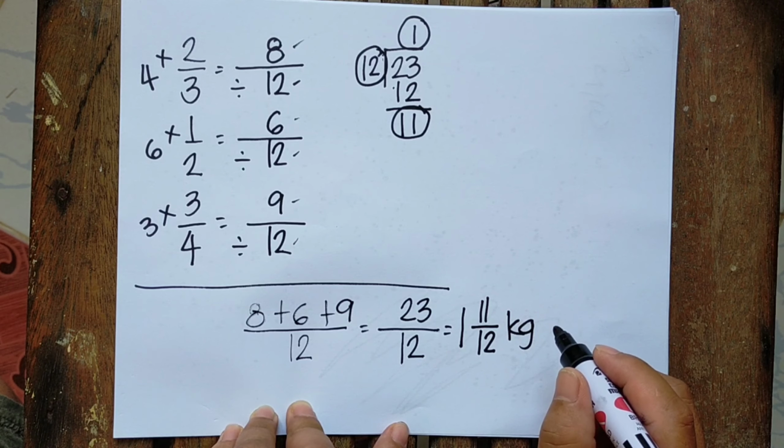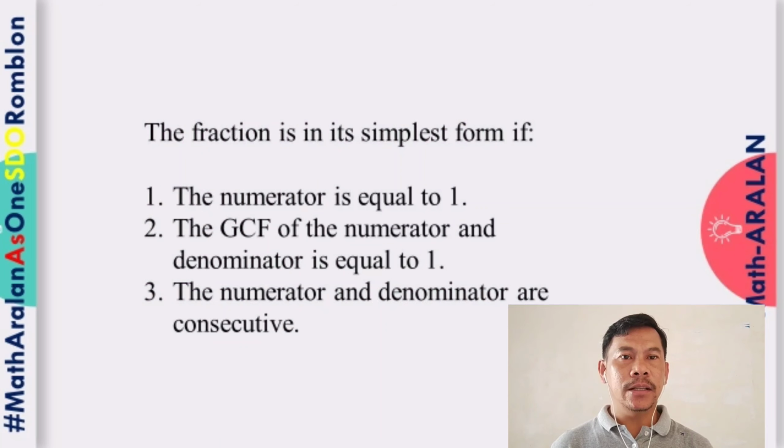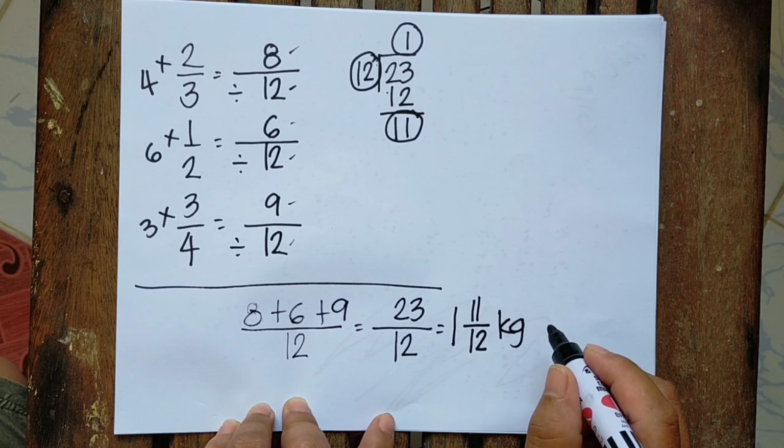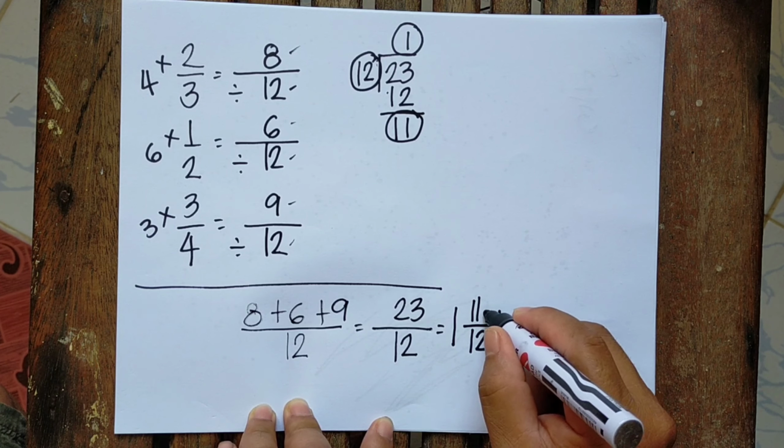Now, how to determine if the fraction is already in its simplest form? There are 3 ways to determine if a certain fraction is already in its simplest form. Number 1, if the numerator of a certain fraction is 1. Number 2, if the GCF of the numerator and denominator is also equal to 1. And number 3, if the numerator and denominator are consecutive. So therefore, our fraction is already in its simplest form because they are consecutive.